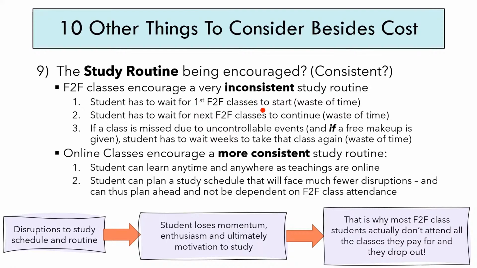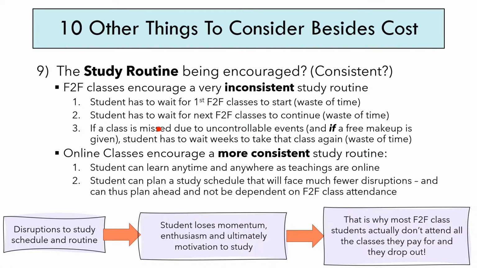The student has to wait for subsequent face-to-face classes to continue to start before they actually study anything or learn anything. Why? Because everything according to face-to-face classes happens within the face-to-face class, and therefore you are dependent on the face-to-face class to learn something. And that really limits the ability to learn in advance and learn a lot, and it really limits your ability for the study routine to be consistent. Why does it limit the ability for your study routine to be consistent? Because of a lot of unforeseen, uncontrollable events that happen.